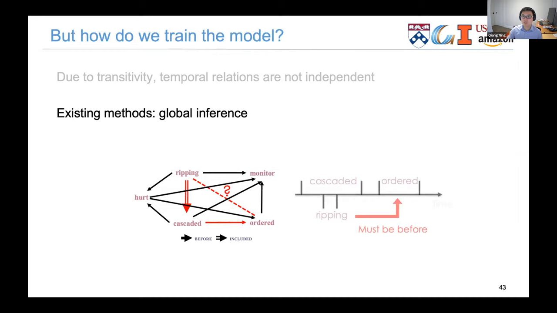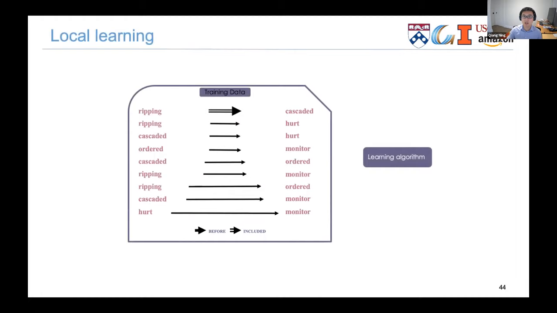The next question is, how do we get this model? How do we train it? Some prior works have been using local learning. And by local learning, it means theory learning. We don't care about the structure. We decompose the graph into individual edges and feed them into the learning algorithm one by one. The algorithm can be neural nets and it can be anything, but it's still local learning. Our argument here is that local learning is not sufficient.